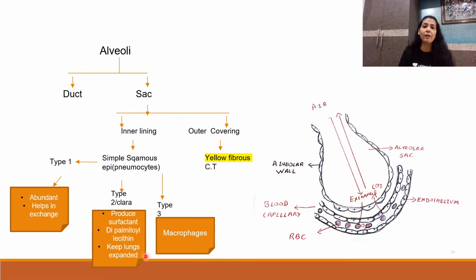But this does not happen merely because you have type 2 Clara cells. What do type 2 Clara cells do? They produce a surfactant. That surfactant is dipalmitoyl lecithin. It's a kind of fat, a lipid. You will learn about this in biomolecules. It keeps the lungs expanded and prevents them from sticking to each other. Very important. Though it does not play an important role in the exchange of gas, it keeps the lungs expanded.